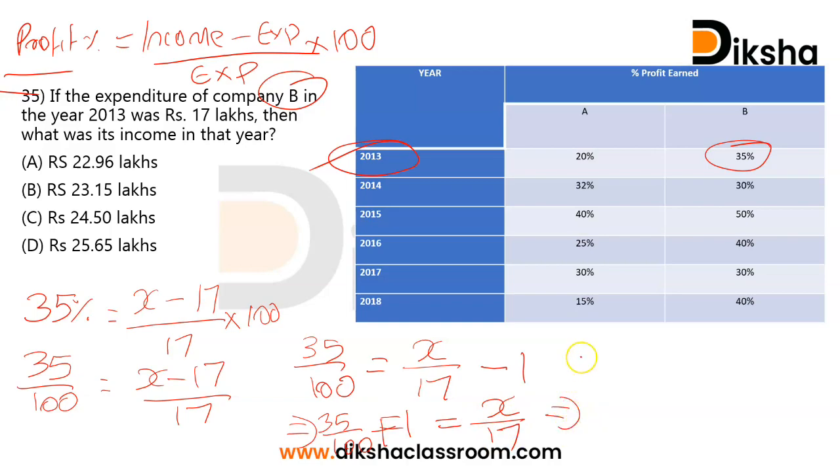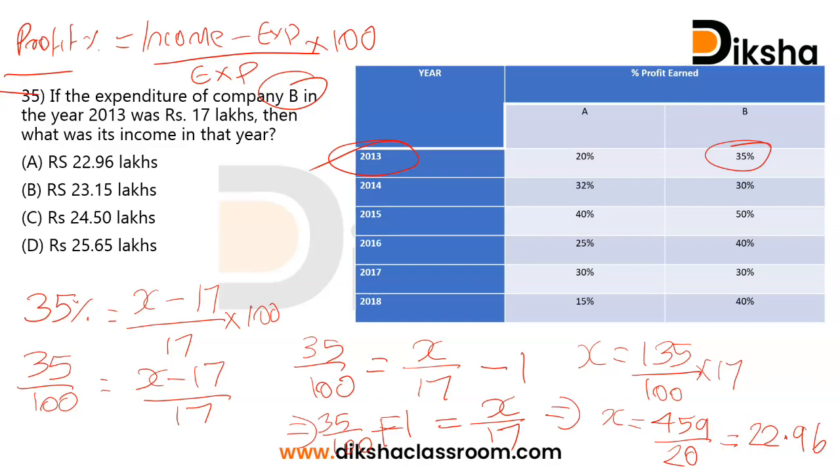From which you get X equal to 135 by 100, taking the LCM, into 17, from which we get X equal to 459 by 20, which gives you 22.96. So it's a direct question.